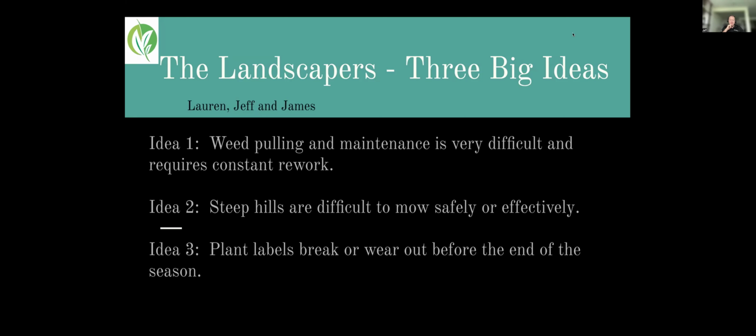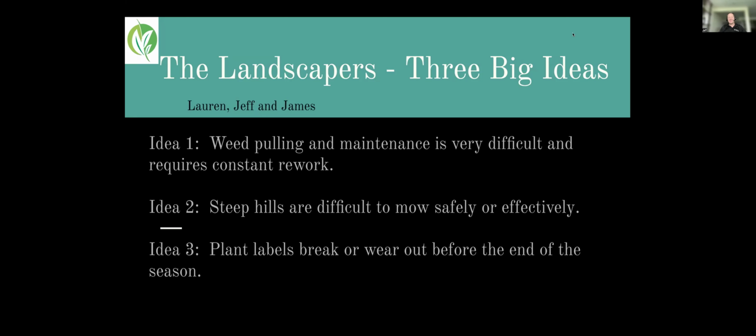Yeah, definitely some good topics there. Lots of opportunities for things there. Is there a particular one that you're gearing more towards? I'd have to talk to the other guys. I think the steep hills are difficult to mow safely or possibly the weed pulling maintenance would be our focus. We don't know for sure yet.